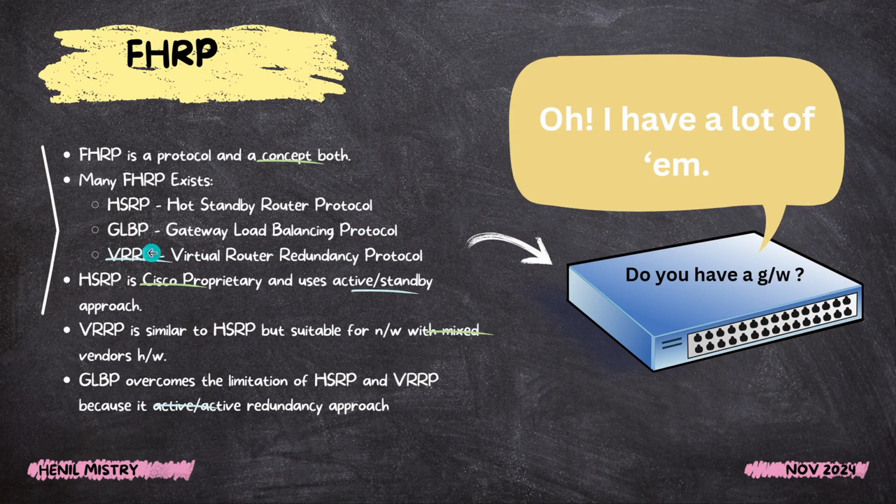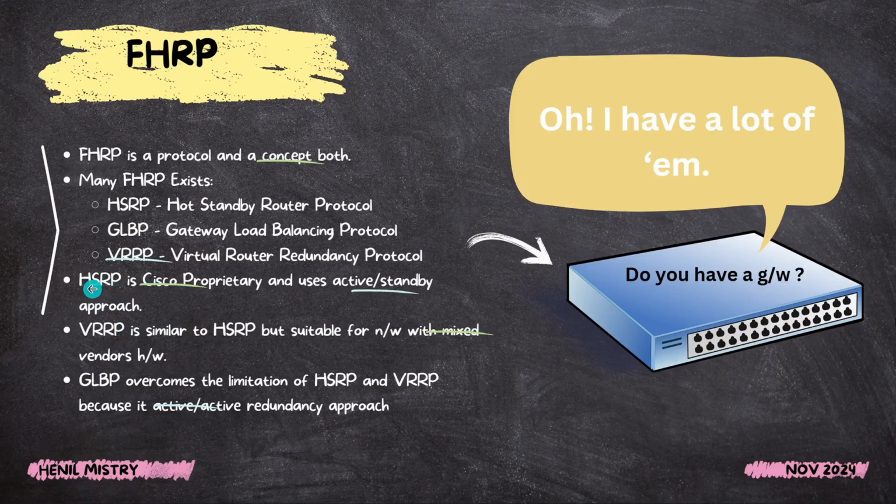We'll talk about VRRP in this video, but just for information, HSRP is a Cisco proprietary protocol with an active standby approach. FHRP is the concept where you have multiple gateway IPs to introduce redundancy. In active standby, one will be active, and when the configured gateway IP fails, the standby one will take the place of the active one. That is the active standby approach that HSRP is using.